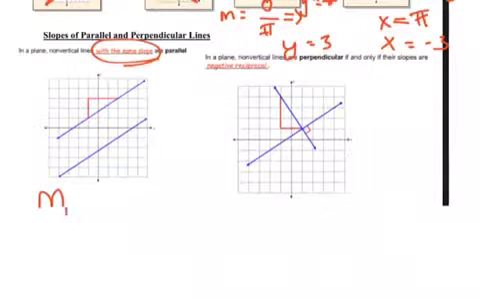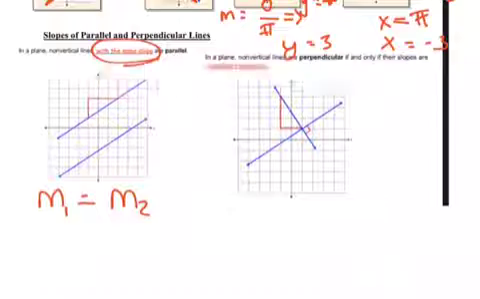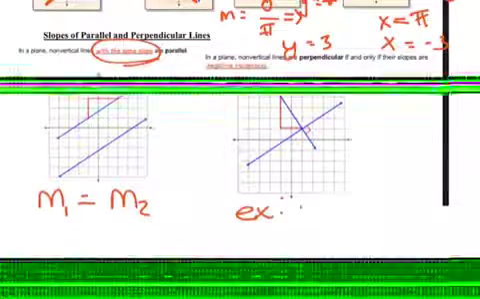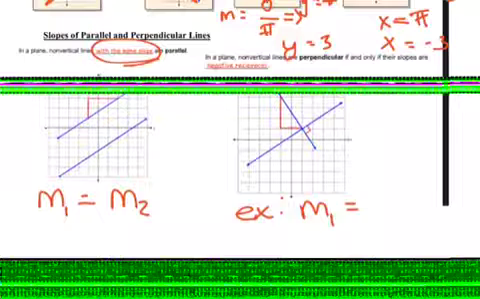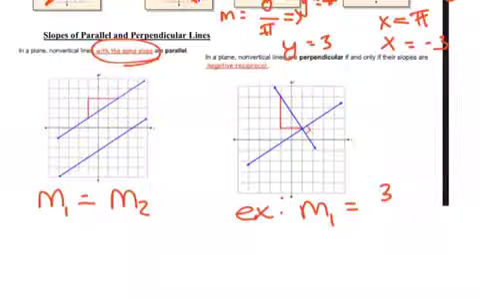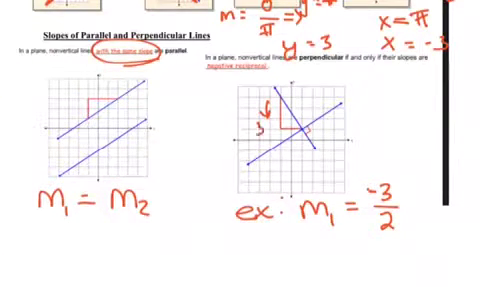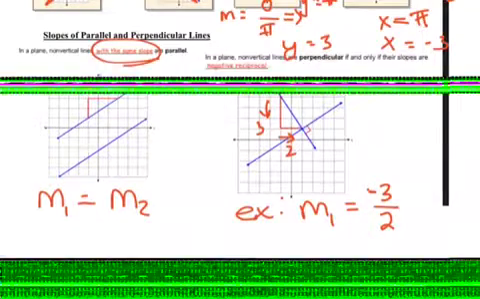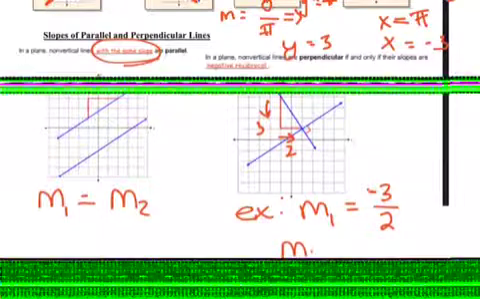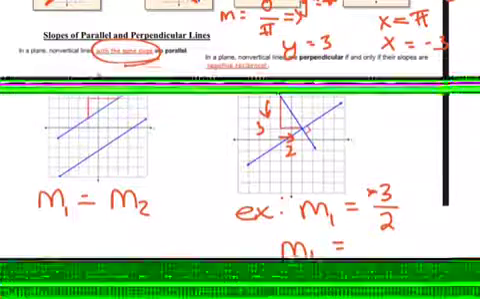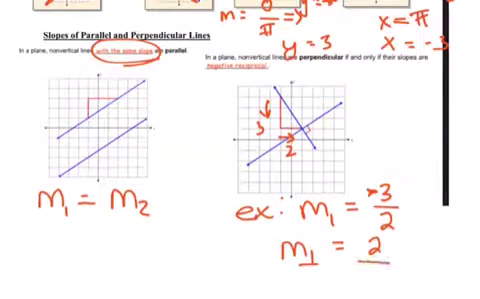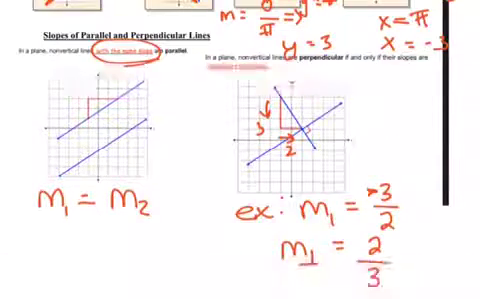The m values must be equal to each other. If we're perpendicular, they're going to be opposite reciprocals. So for instance, if the first slope is equal to, say, 3/2, well, in this case, negative 3/2, because I went down 3 and to the right 2 from one point to the next, then my perpendicular slope is going to be the opposite, so it'll be positive, and it'll be the reciprocal. So the opposite reciprocal is 2/3.